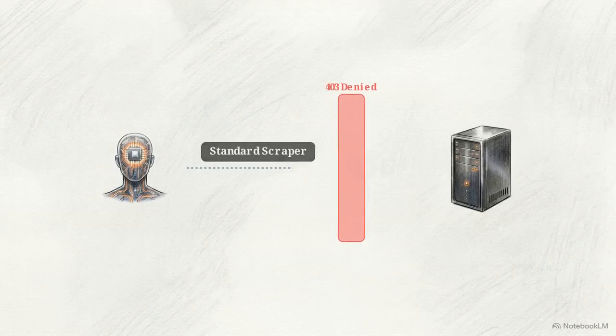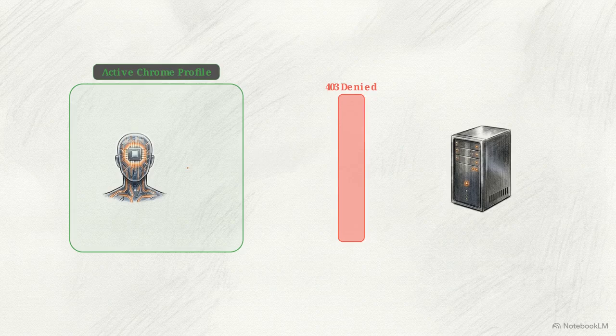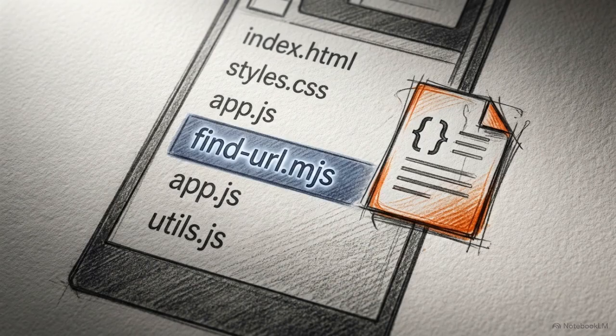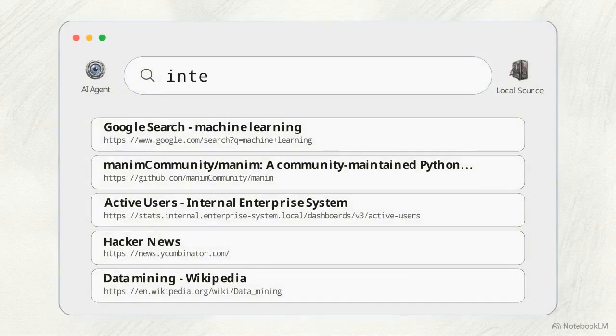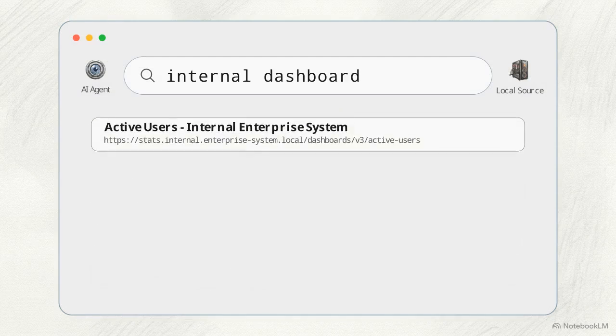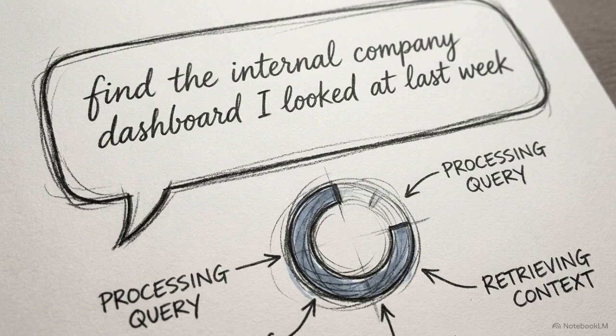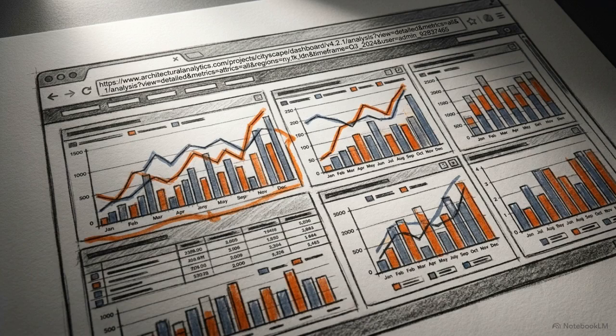Web Access avoids this by operating inside your active Chrome profile. It loads dynamic content using your existing authentication, appearing to the website as a standard human session. To increase its utility, the developers added a script called find-url.mjs. This allows the agent to query your local browser history and bookmarks to find specific destinations. If you ask the AI to find the internal company dashboard I looked at last week, it can independently locate the unindexed URL from your history and open the page.